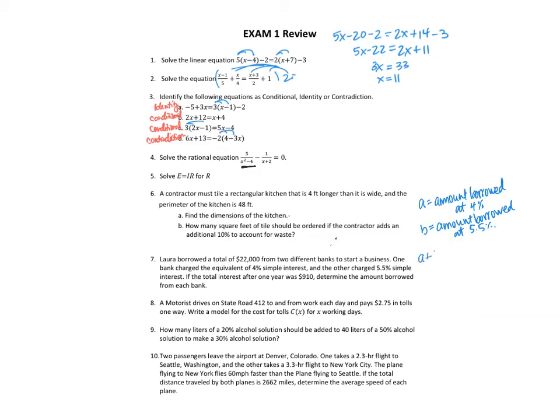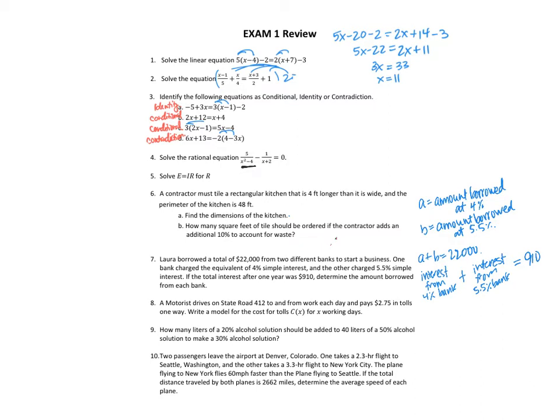And so I know that I'm given that the total of those two things should be $22,000. So A plus B is equal to $22,000. The other thing I know is that the total interest after 1 year was $910. So how do I compute the interest? The interest from the 4% bank plus the interest from the 5.5% bank should total up to $910.